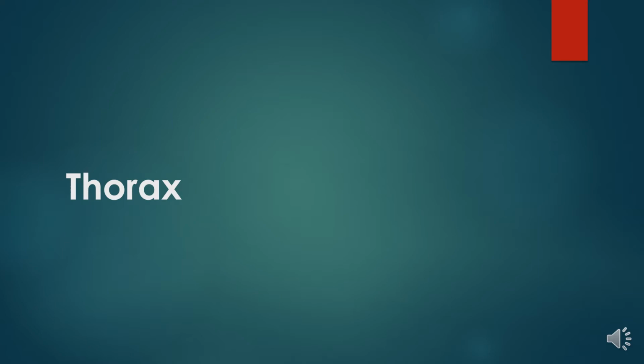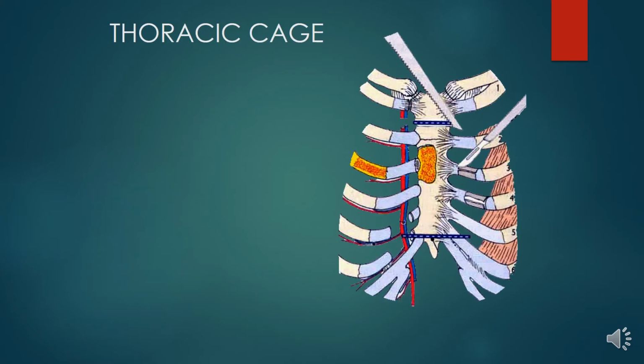Thoracic Anatomy. The thoracic cage consists of 12 pairs of ribs, 1 to 7 being true ribs, 8 to 10 false ribs, and 11 to 12 floating ribs, the thoracic vertebrae, and the sternum.